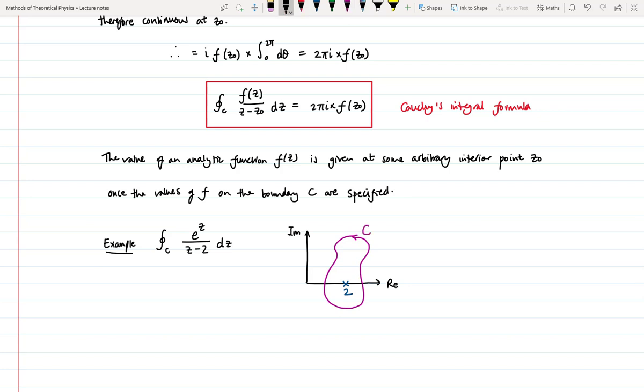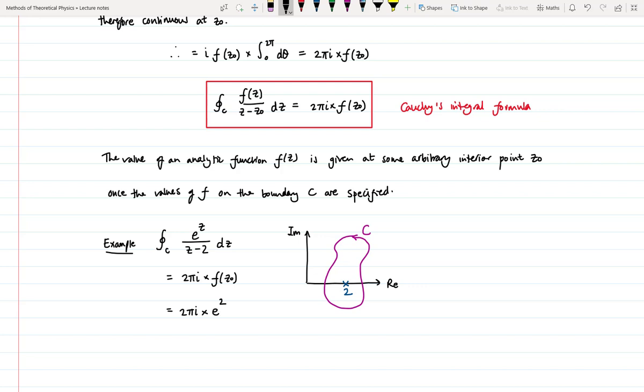Well, we can immediately apply the result in the red box and note that this is going to be 2 pi I times the function evaluated at the point of interest z naught, where the integrand fails to be analytic. That simply gives us 2 pi I times e to the z naught. Z naught is 2, so we get e squared.